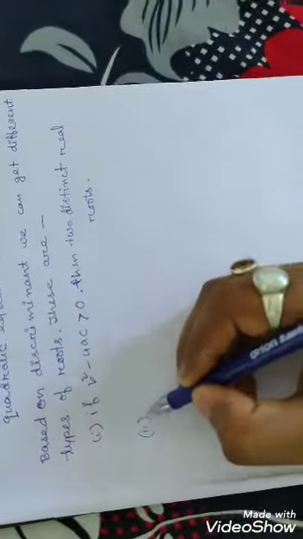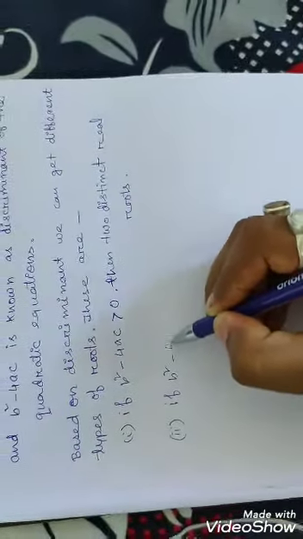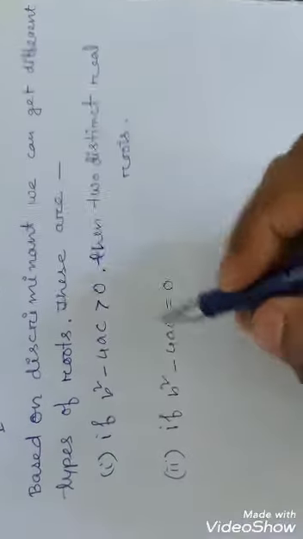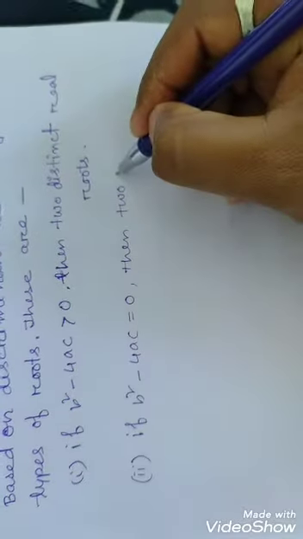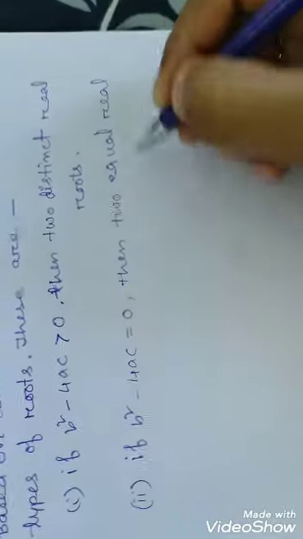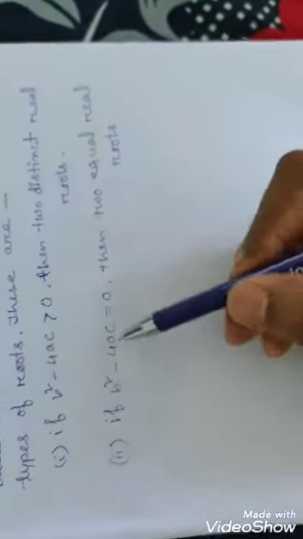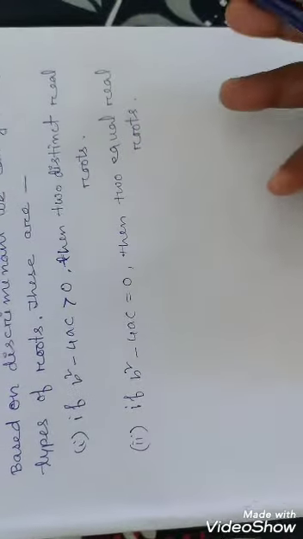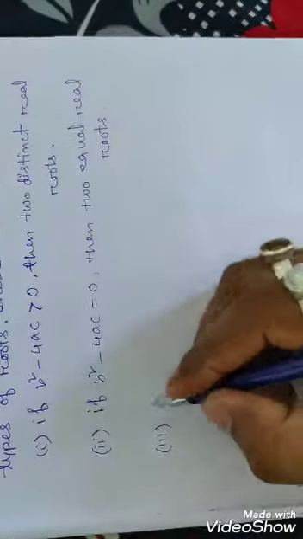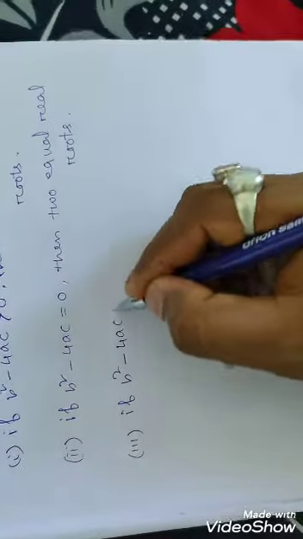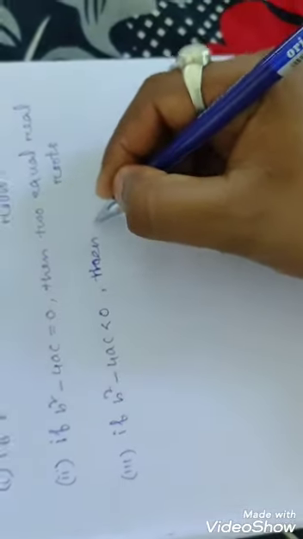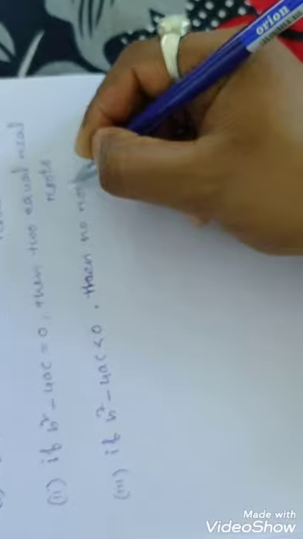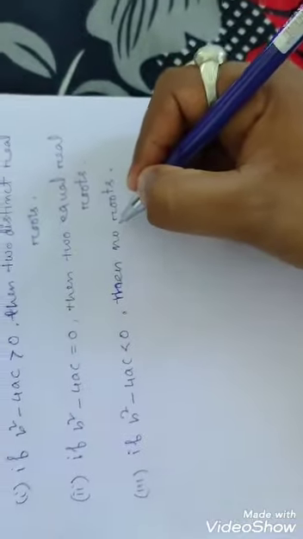Okay, second condition, if b square minus 4ac is equal to 0, then you will get two equal real roots. Okay, last one, the third condition is, if b square minus 4ac is less than 0, then no real roots. No real roots.